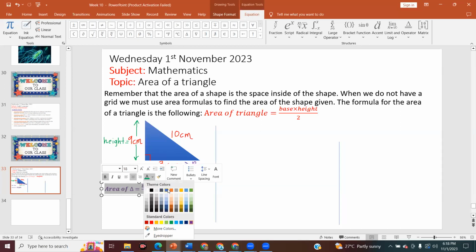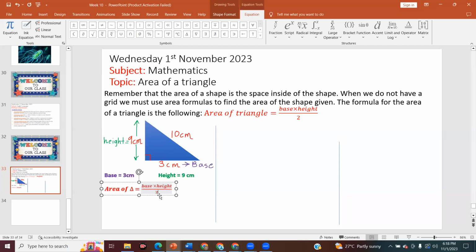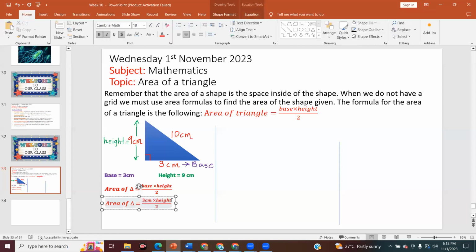Okay, some use of red. Now, by the way, what did we establish was the base? 3. We said the base is 3 centimeters. Please do not forget the centimeters. What did they establish as the height? 9 centimeters.